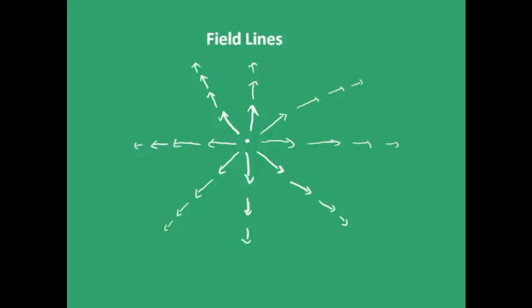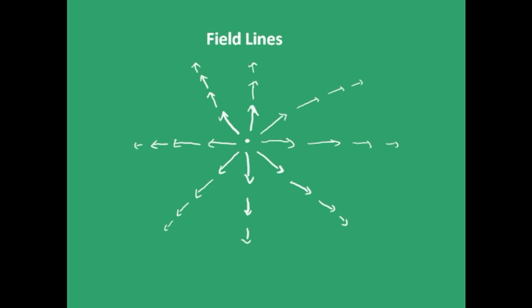Hi everyone, we'll start with electric field lines. Electric field is a vector and there is a certain way to represent this electric field on paper. The figure which you're seeing is an example of field lines given out by a positive charge.